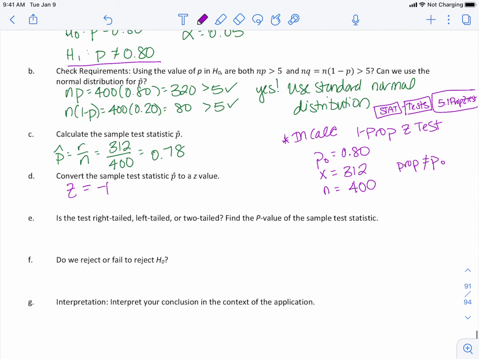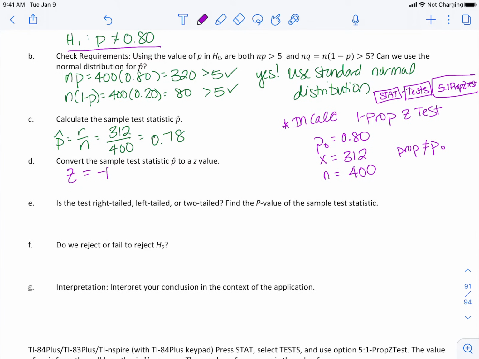All right, I would like you to go through and record the rest. I want you to say what your p-value is. Say if this is right-tailed, left-tailed, or two-tailed. And then say if you reject or fail to reject the null hypothesis, and interpret. Go ahead and do this.